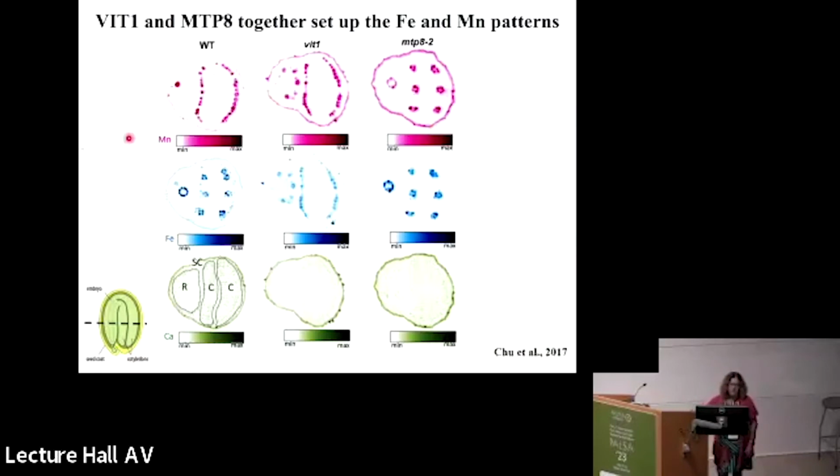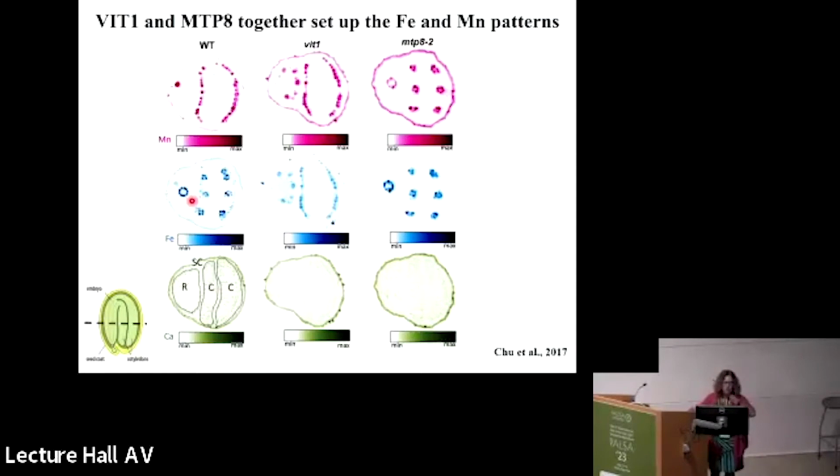So now here's what I was showing you again. It's a cross-section through an Arabidopsis seed. And here in wild type are those stripes of cells storing manganese. And these don't change in the VIT1 mutant, the iron transporter mutant. But now you can see in the manganese transporter mutant, now we're storing manganese in the same cells where iron is normally stored in a wild type seed.